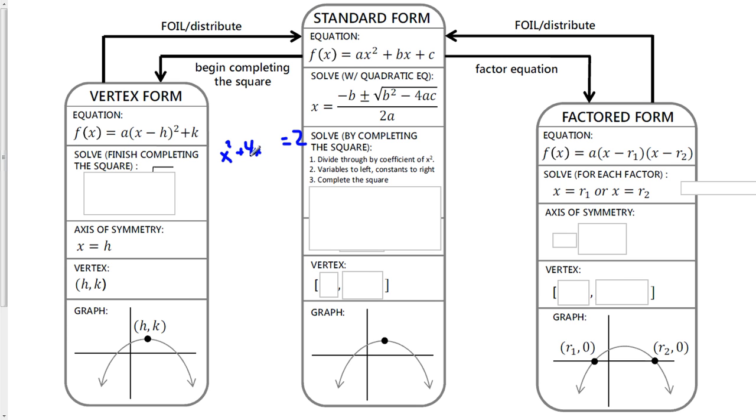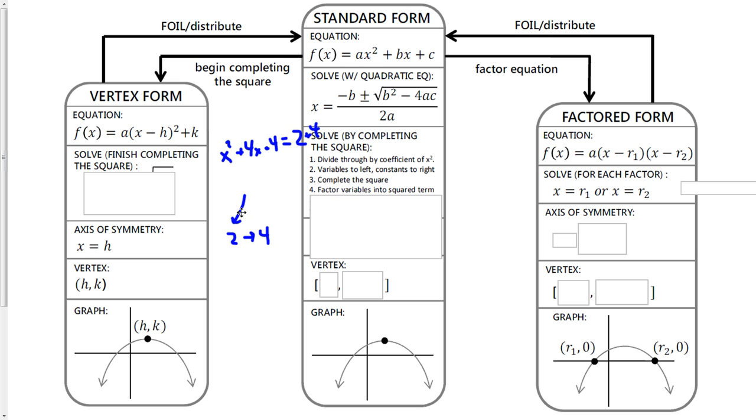Now, half of 4, we always take half of our b term. So half of 4 is going to be 2. And then we square that. 2 squared is going to be 4. So we're going to say plus 4 on both sides. And that's how we are able to complete the square.